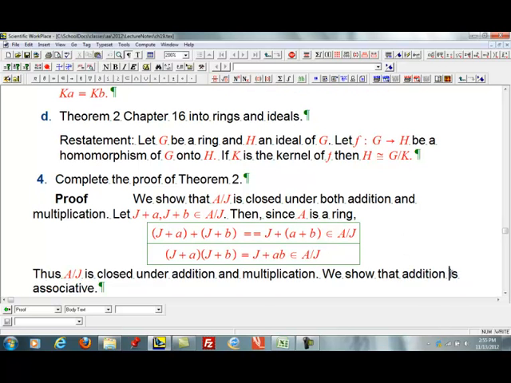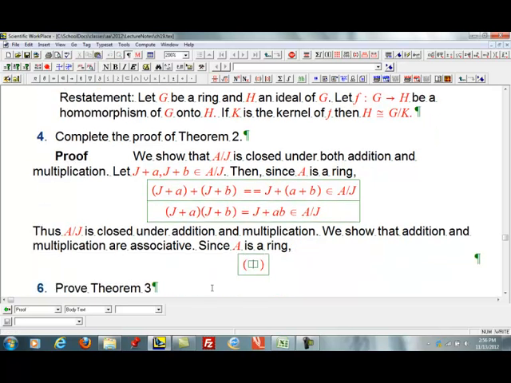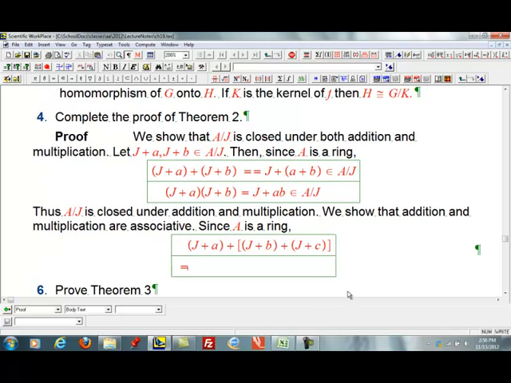Addition and multiplication. We'll do them both at the same time. Again, since A is a ring, the associative property holds for both addition and multiplication. Let's see, we're going to have (J plus a) plus (J plus b) plus (J plus c). And associative means that we have to have some of these grouped together. So let's group the last two together. Tell me what that's going to be equal to.